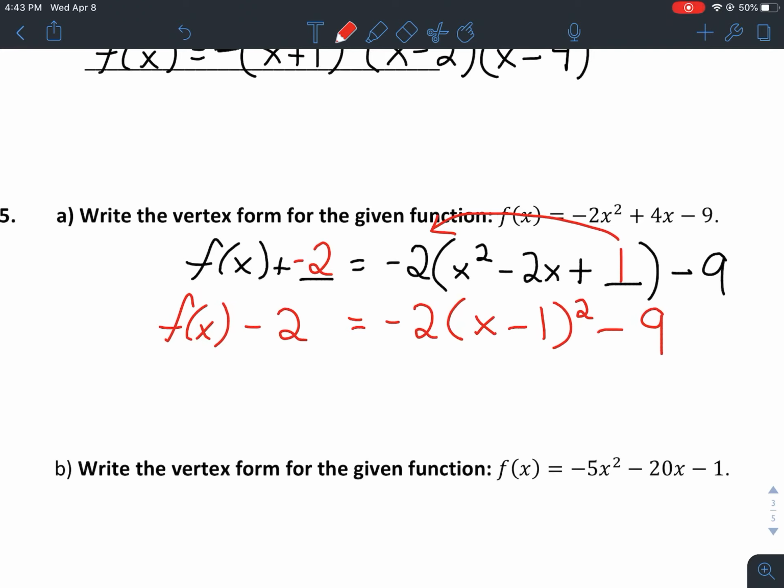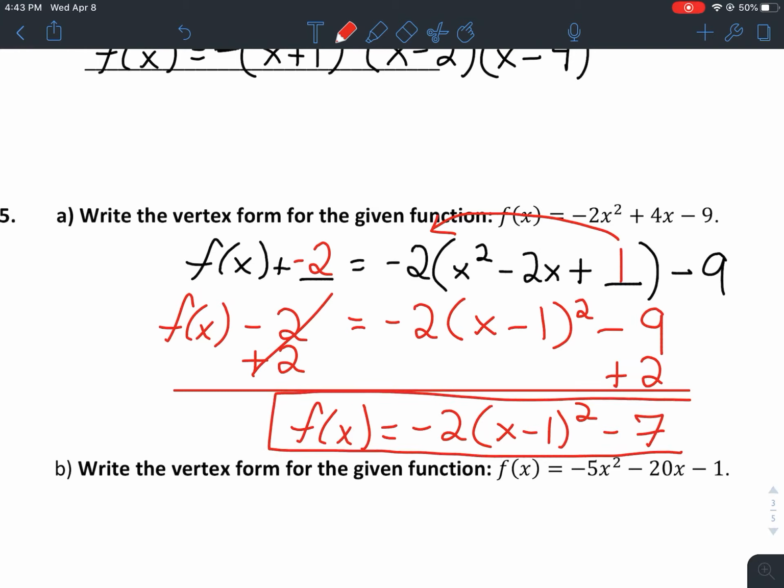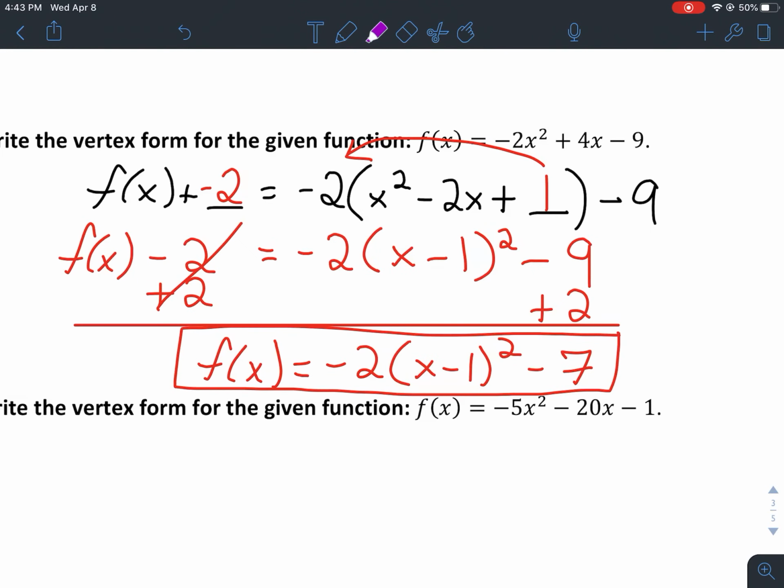And your final step here to get vertex form would just be to add and get the f of x by itself. So we're going to add 2. So our final answer is negative 2 times x minus 1 quantity squared minus 7. And that would be vertex form right there. Why is it vertex form? Because you could clearly see the vertex is 1, negative 7.